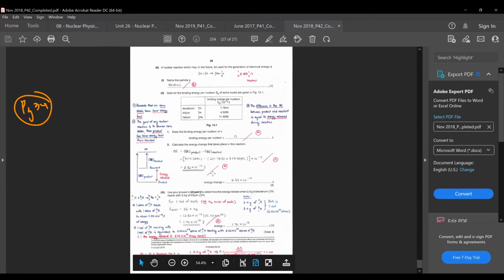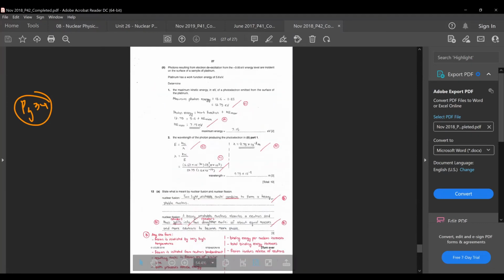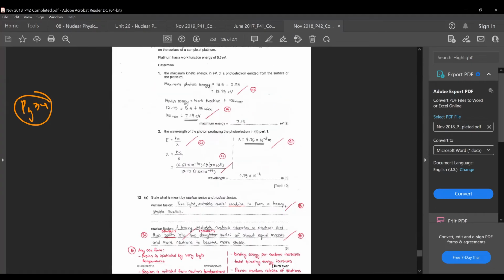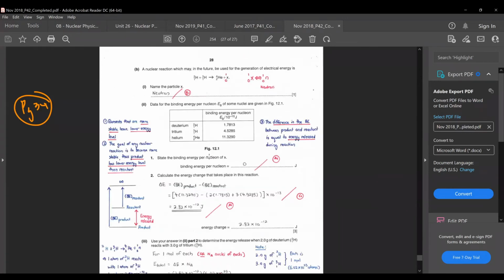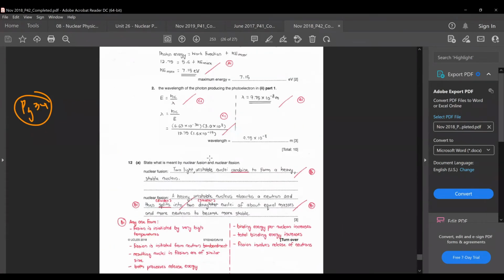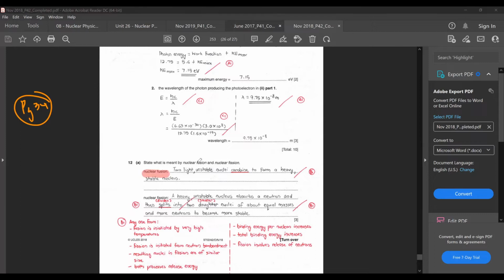Okay, what is meant by nuclear fusion and fission? This is something you've learned from your definitions, something you can see from your notes. So I'll just go through it very quickly. Nuclear fusion is simply when two light unstable nuclei combine to form a heavy stable nucleus. That's all there is to it.